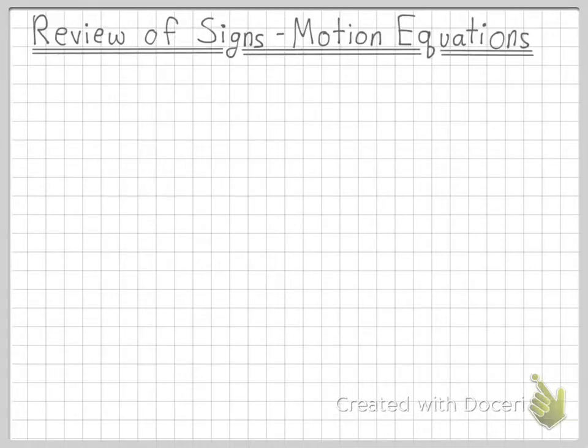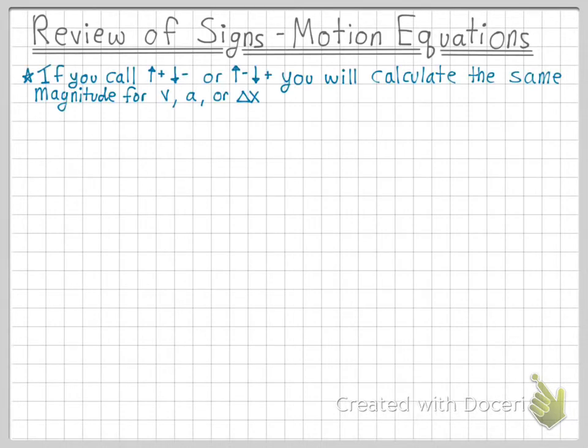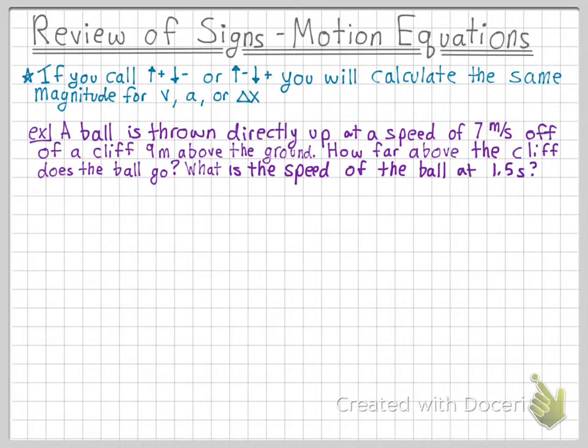This video reviews how to use positive and negative signs when dealing with motion equations. So just to be clear, if you call up positive and down negative, or if you call up negative and down positive, then the calculations for velocity, acceleration, and displacement will have the same magnitude and have signs that represent the same direction. So we're going to further explore this idea through this problem.